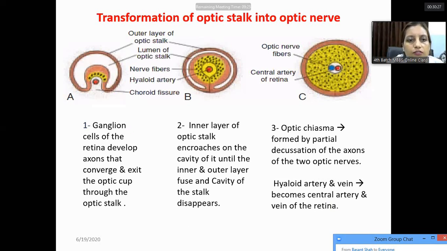Ganglion cells of the retina develop axons that converge and exit the optic cup through the optic stalk. And the inner layer of the optic stalk encroaches on the cavity of it until the inner and outer layers fuse and the cavity of the stalk disappears. Then the optic chiasma is formed by the partial decussation of axons of the two optic nerves. Then the hyaloid artery and vessels become the central artery and vein of the retina.